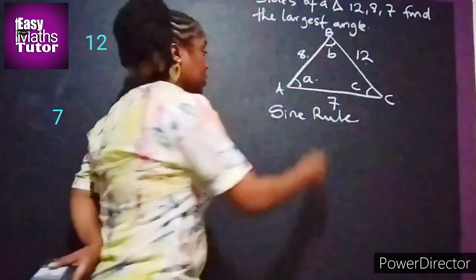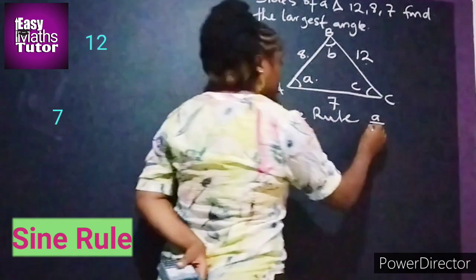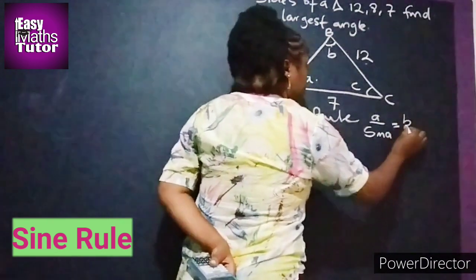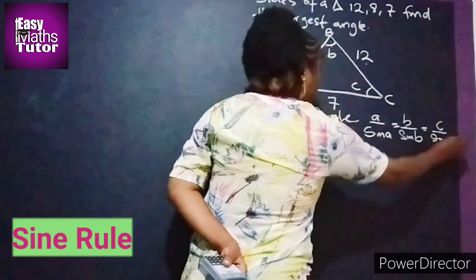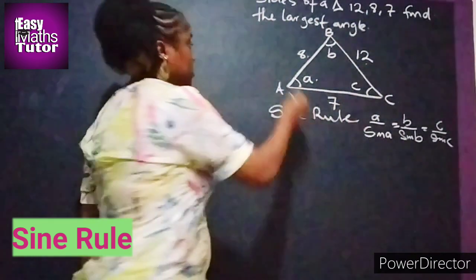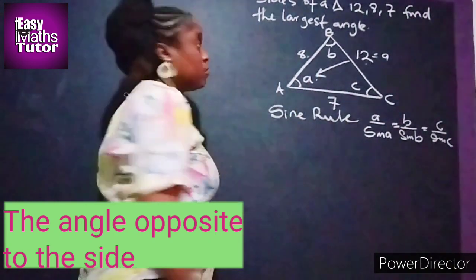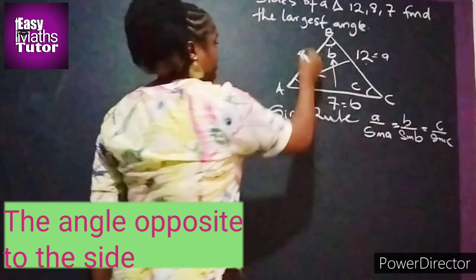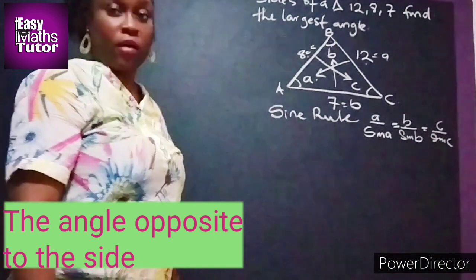Our sine rule states that side A over the sine of the opposite angle is equal to side B over the sine of the opposite angle, which is equal to side C over the sine of the angle opposite C. So this is going to be our A because it's opposite this angle, this is our B because it's opposite this angle, and this is our C because it is opposite this angle.